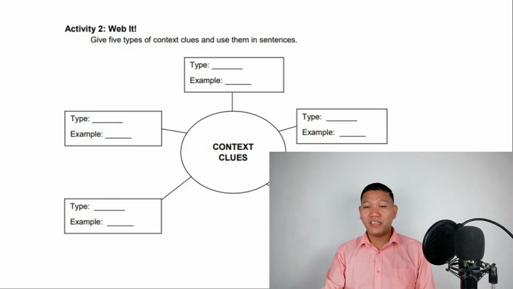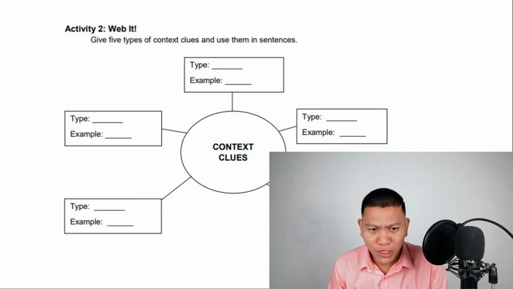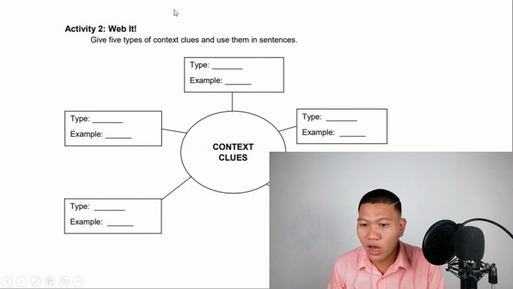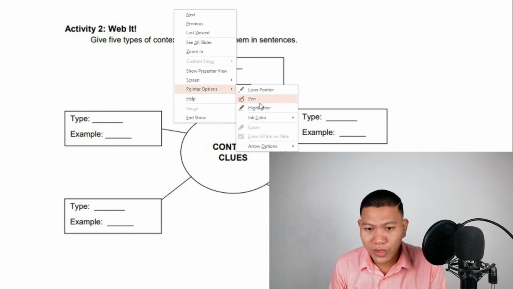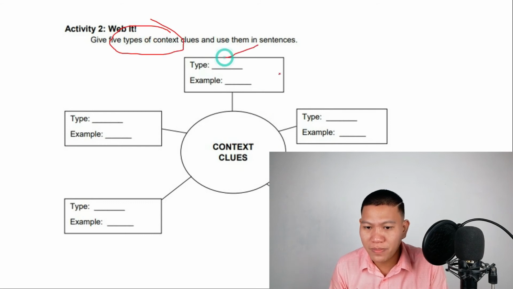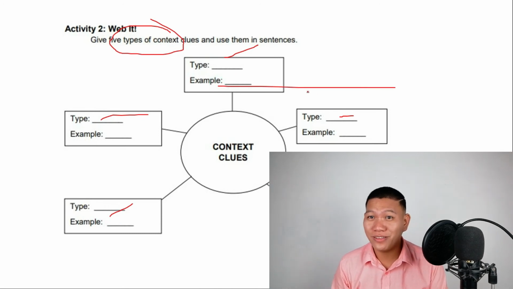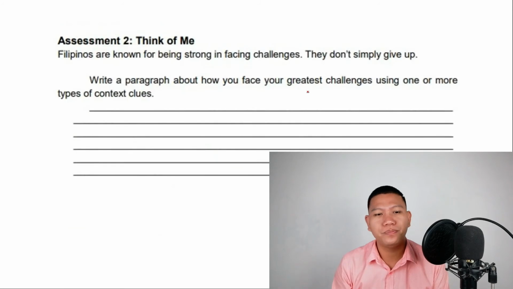Next, activity 2, web it. Here it's more of an application. So you have to give the 5 types of context clues we discussed just a while back. And then you have to write them here on the spaces given. And write your own example on your papers already, okay? Do not answer in this module.